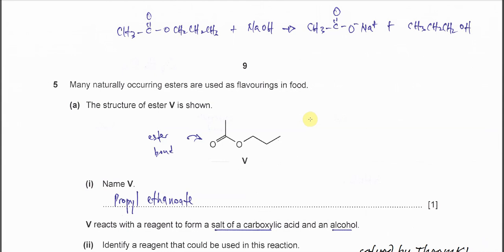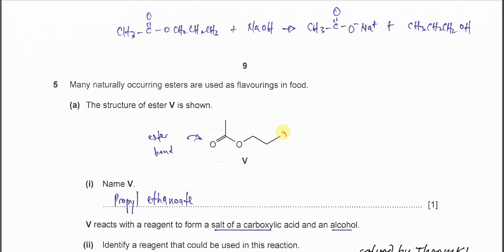Question 5, Part A. The structure of ester V is shown. So V is this. So this is the ester bond. Okay, name the V.